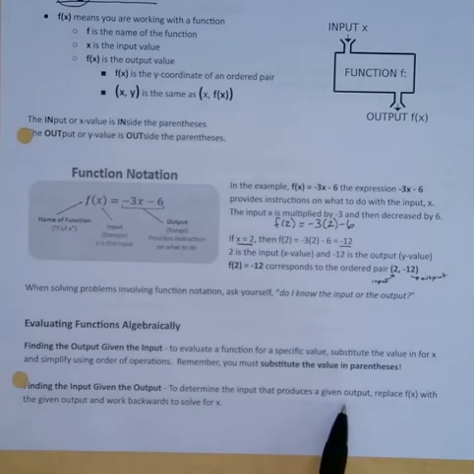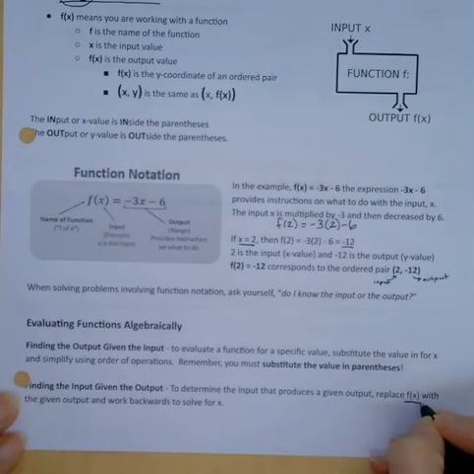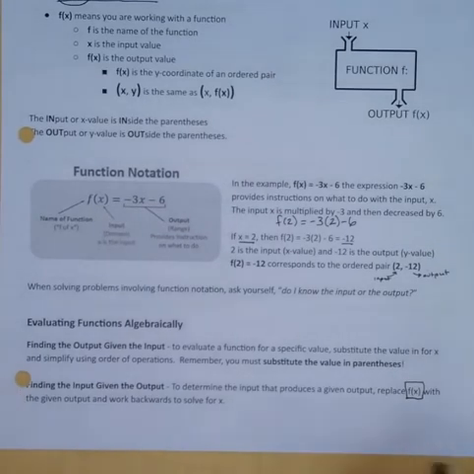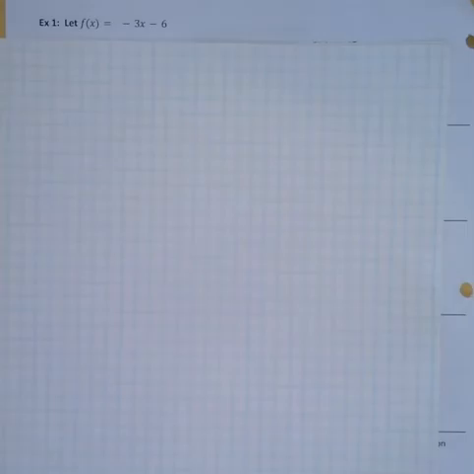So we know the result after we plug in some x, and we're going to replace f of x with that result. We're going to replace f of x with the output and then solve back through our equation until we find out what the input should have been, what was x.